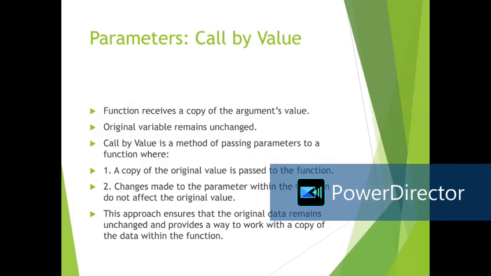Parameters: call by value. Now we shift to the concept of how parameters are passed into a function, and that is important. Call by value is the default in C. This means a copy of the variable is sent to the function. Changes inside the function don't affect the original variable.